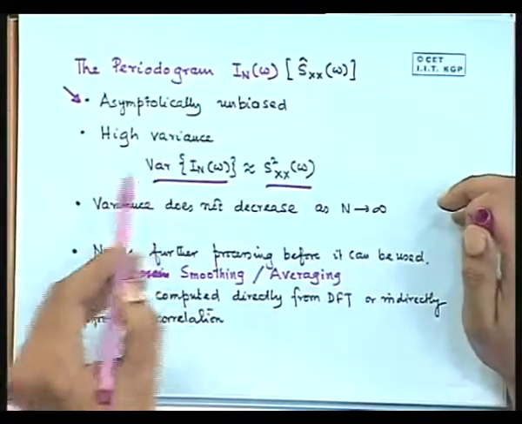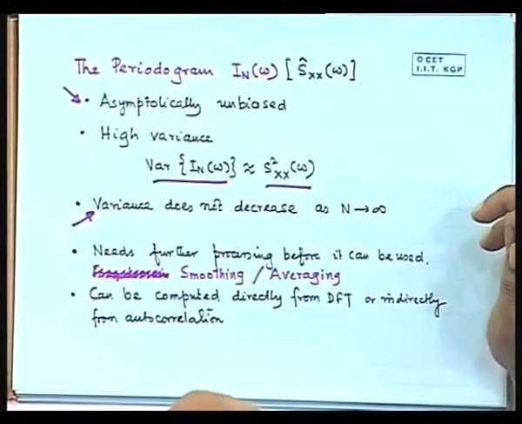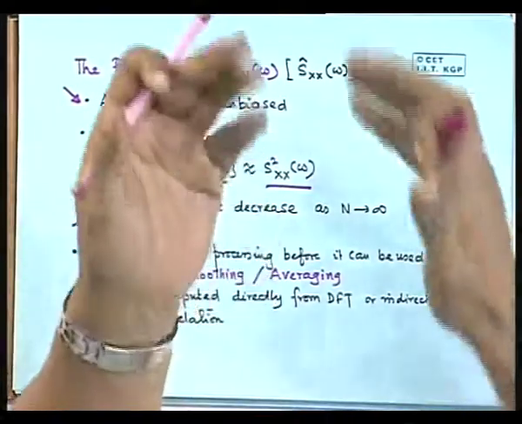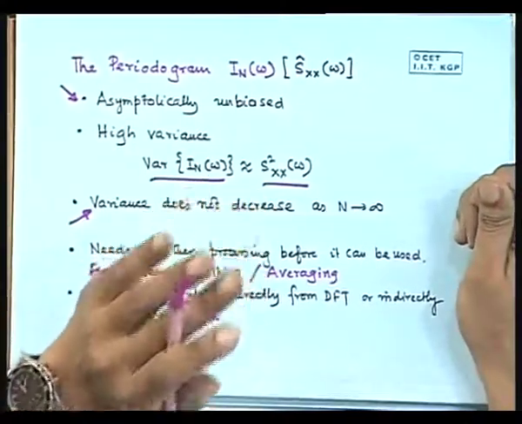Not only that, a very important thing is that as n tends to infinity, this variance does not decrease. So just by taking a large number of samples, you will find that the mean will converge to the true value, but the variance will not decrease. So you can't do it like that. That's an even worse problem. So it cannot be used just like this. If you want to compute the periodogram estimate, you have to do further processing on it.